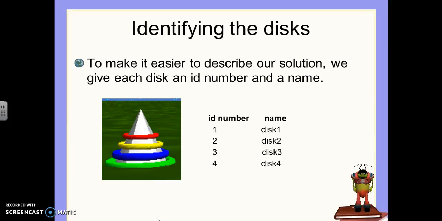So let's identify the disks. To make it easier to describe our solution, we need to give the disks labels so we can refer to them or call upon them in our methods. We give each disk an ID number and a name. So for example, disk number 1 is going to be ID number 1, disk number 2, ID number 2, and so on.